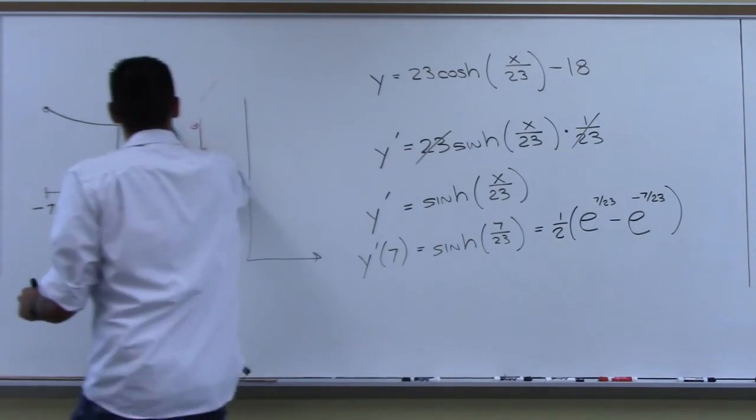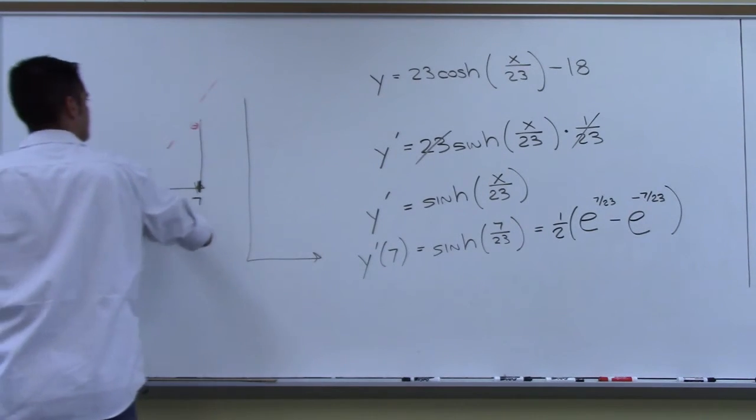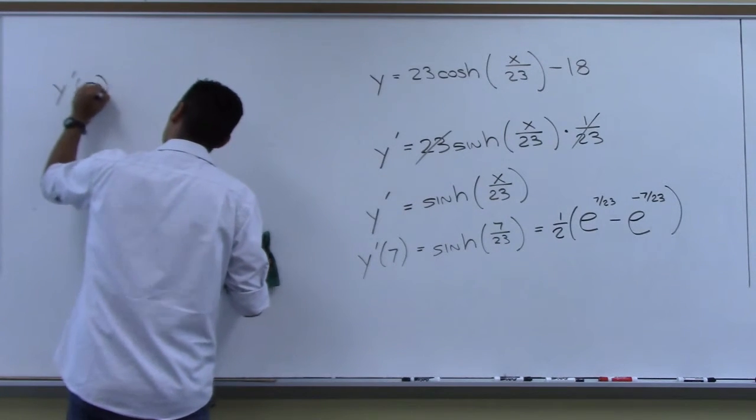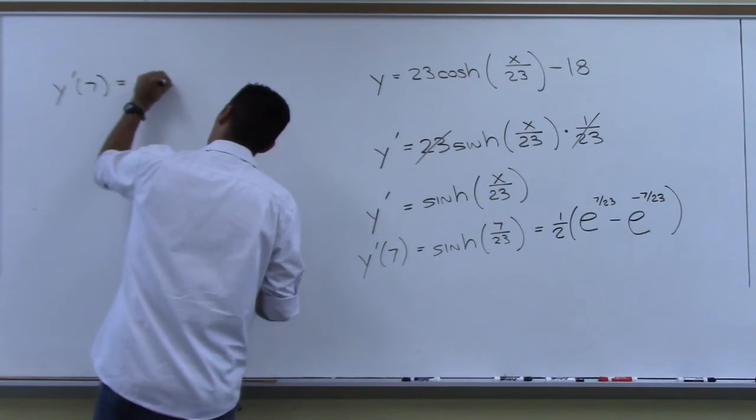So we're getting that y prime. I erased my picture. Damn it. So y prime at 7 is 0.309.